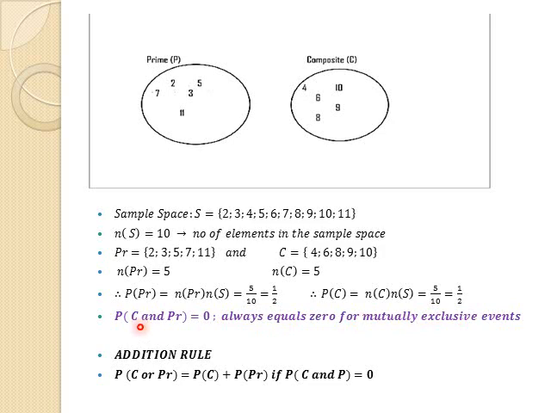Right, so that changes the addition rule. So we find the probability of composite or prime, it would equal the probability of composite plus the probability of prime, because the probability of C and P equals 0, so that part would fall away. So when the probability of the intersection of two events equals 0, we say it's mutually exclusive.